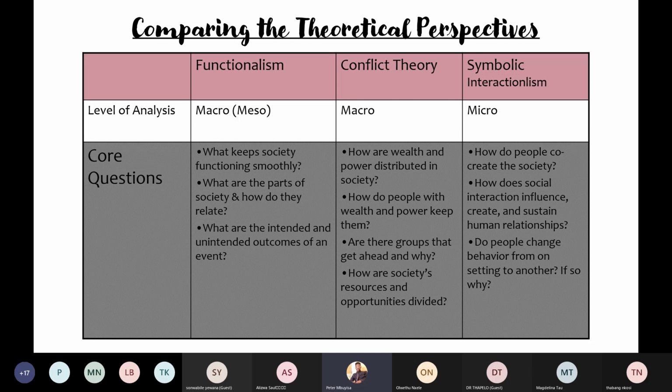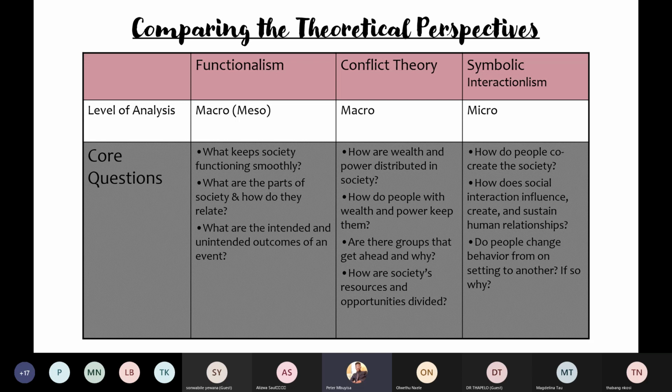And then we say that conflict theory is mainly on the global scale. It's mainly on the macro. So it looks at how broader society is structured. So functionalism can be a macro and a meso or mid-range sociological perspective or level of analysis. And conflict theory is only a macro sociological perspective, while symbolic interactionism is a small scale or micro sociological level of analysis. Now, here are the core questions that we look at in trying to compare the three perspectives.